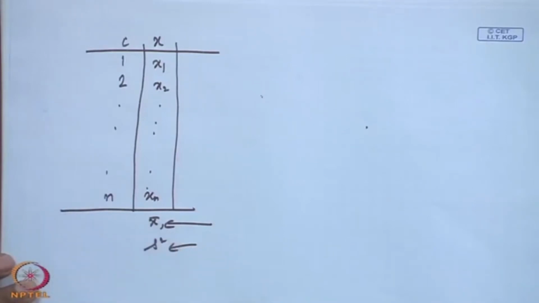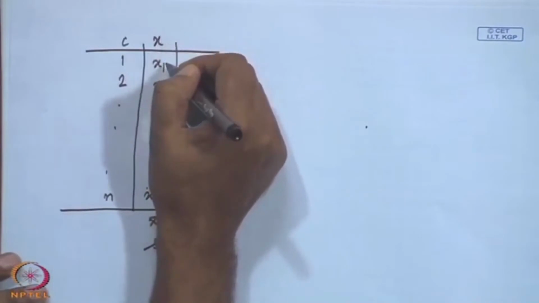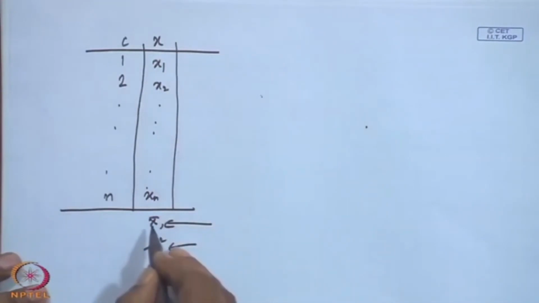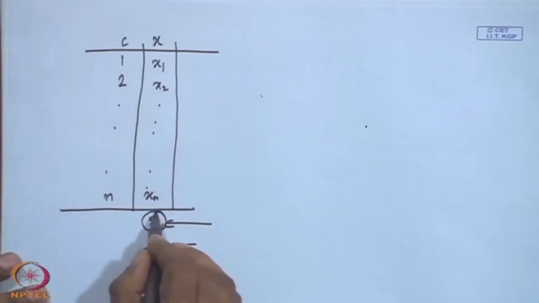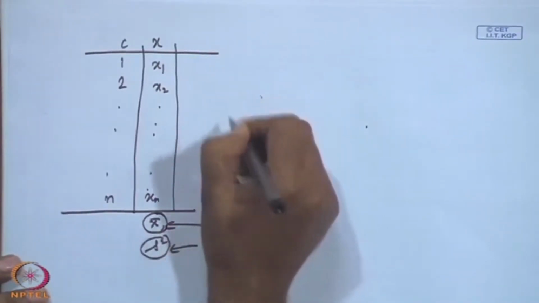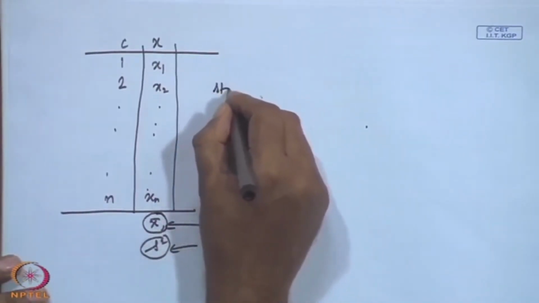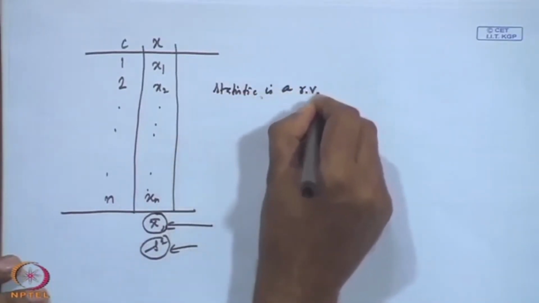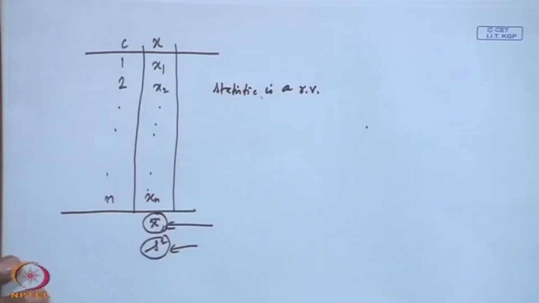The distribution concept comes because if you do the same sampling next time, there is no guarantee that you will get the same value of x bar or the same value of s square. That is why in statistics each statistic is a random variable. Statistic is a random variable.